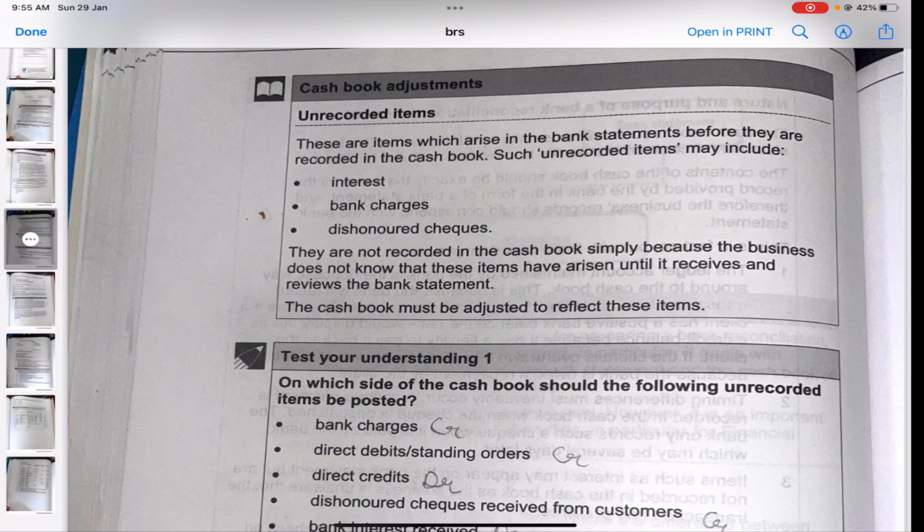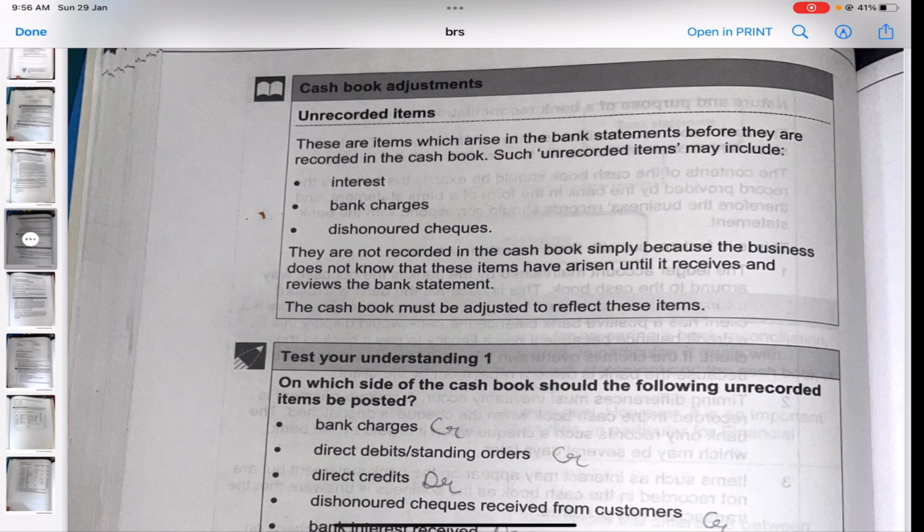Unrecorded items. These are items which arise in the bank statements before they are recorded in the cash book. So what did I say? Everything else is our error. It is my duty to download the bank statement, see what happened in it, and match it with my cash book. Except those three exemptions which we saw, the rest are all my mistakes. So interest. What is interest? The bank deducted interest from my bank account and I did not know about it. It is my fault. I should have downloaded my bank statement, seen that they had deducted it, and made the same entry, but I didn't check. So it's my fault.